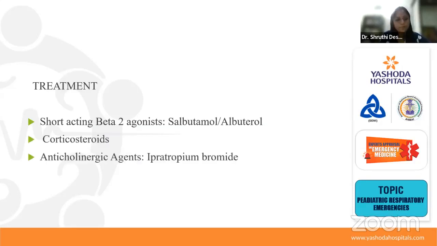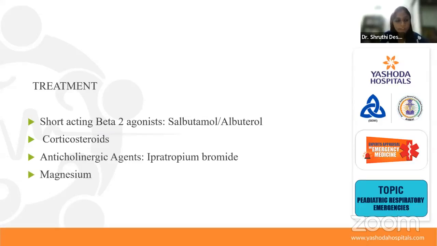Next is steroids. Next is anticholinergic agents, that is ipratropium bromide. This can be used, this is also a bronchodilator. It can be used in conjunction with the beta agonists, like it can be used in conjunction with albuterol or salbutamol.